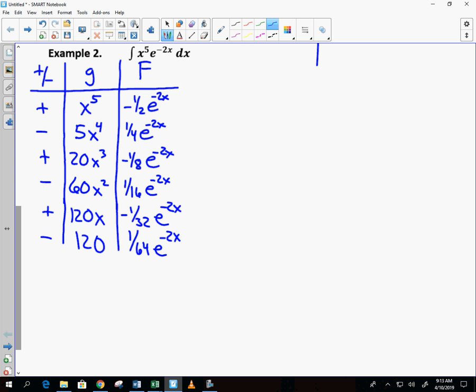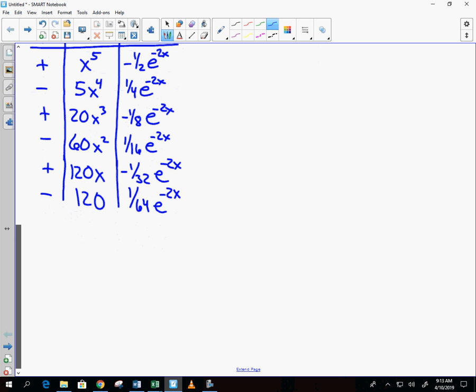What do they all share in common? An e to the negative 2x. So how about we just write it in factored form right away? That way we don't have to write e to the negative 2x that many times. Let's see, 1, 2, 3, 4, 5, 6. We just have to write it once then. Is that okay? All right. Thank you for your judgment. E to the negative 2x times all of these quantities.